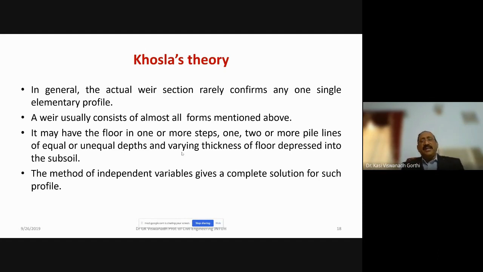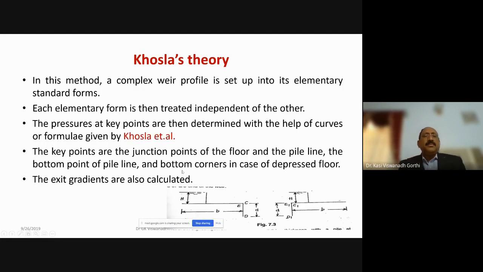So the method of independent variables gives a complete solution for each of the profiles. In this method, a complex wear profile is split up into its elementary standard forms. Each elementary form is then treated as independent of the other. The pressures at the key points are then determined with the help of the curves or the formula given by Khosla et al. Because Khosla, Bose and others worked on that.